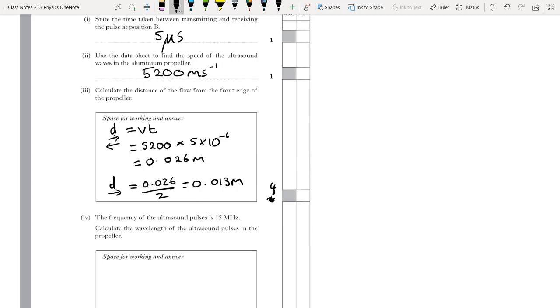And the final one, I'm sure you guys can do yourself, it's just a v equals f lambda question, so have a go at that one.